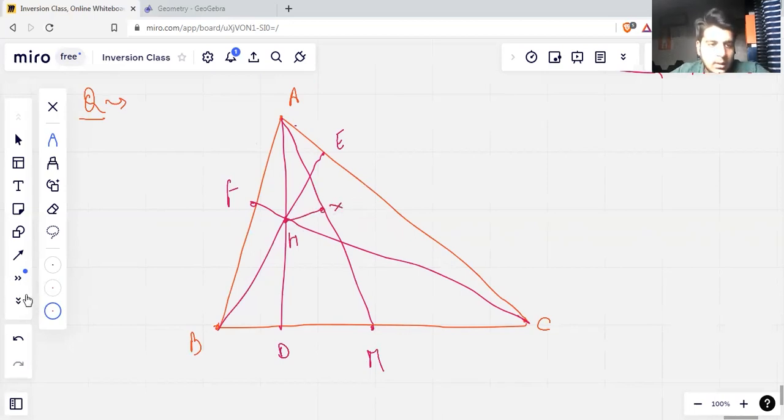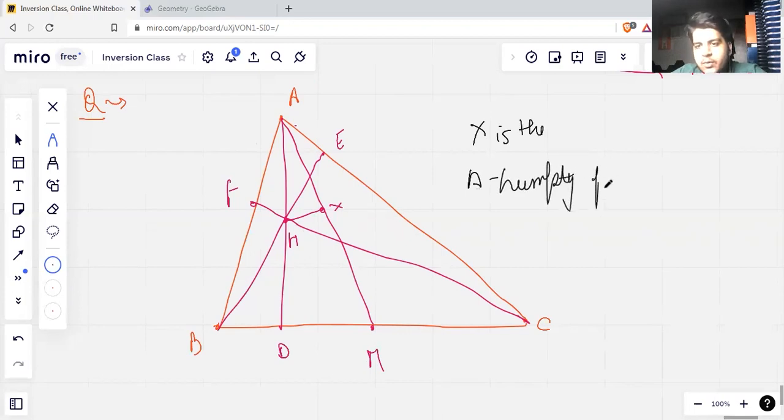Okay, so what is happening here? X is the A Humpty point. For those of you who don't know what Humpty points are, H is the orthocenter in triangle ABC, AM is the median, and this thing is just perpendicular. So the perpendicular from the orthocenter to the median is called the Humpty point. It has very nice properties.